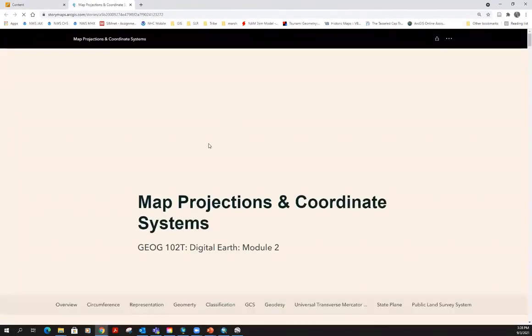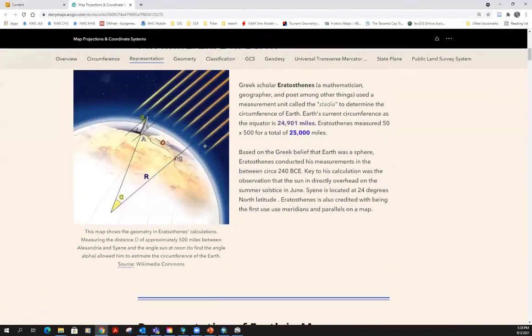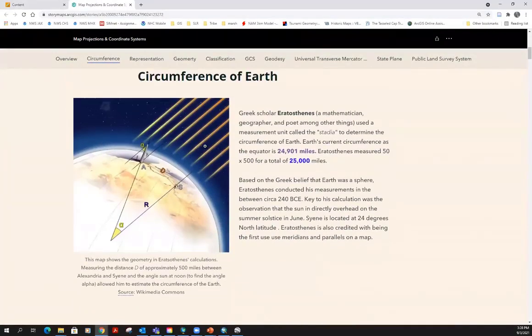So I'm simply opening the story map here, and I won't go through it laboriously, but I do want to point out highlights. This is actually the clip that I'm going to be providing you to walk you through this. The circumference of the Earth was first really measured, and quite accurately, to within about 3% of what we would consider a measure today, by the Greek scholar and polymath Eratosthenes.